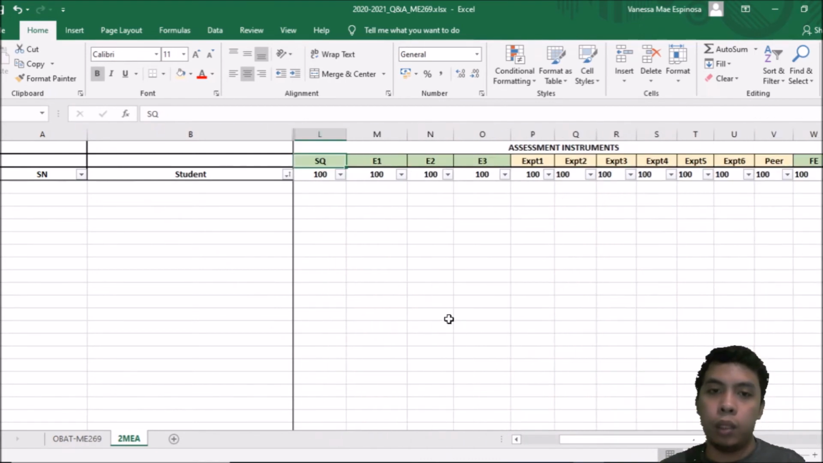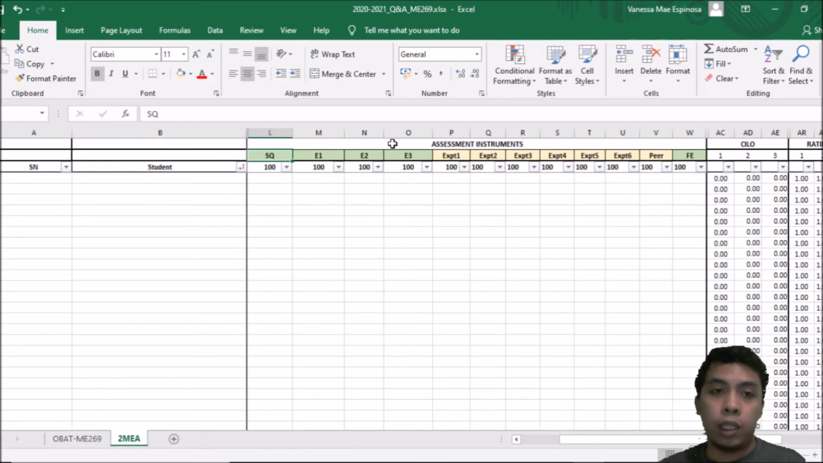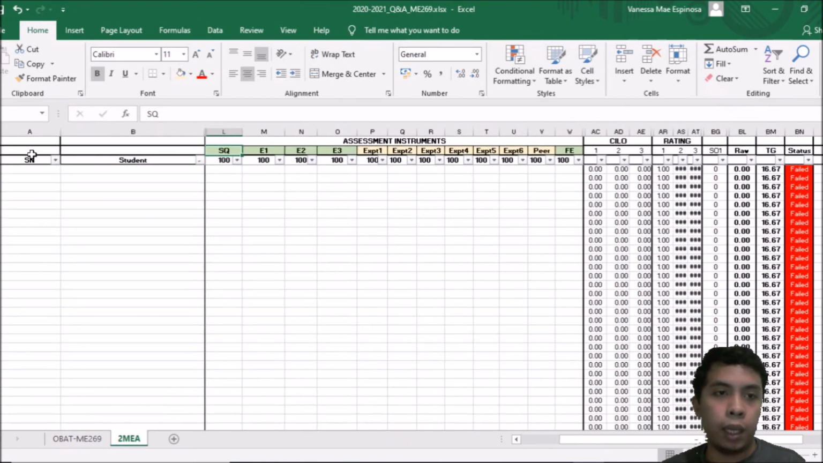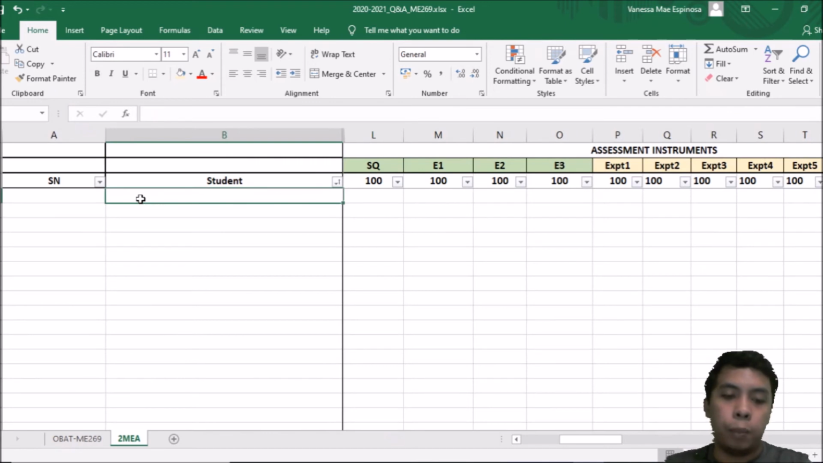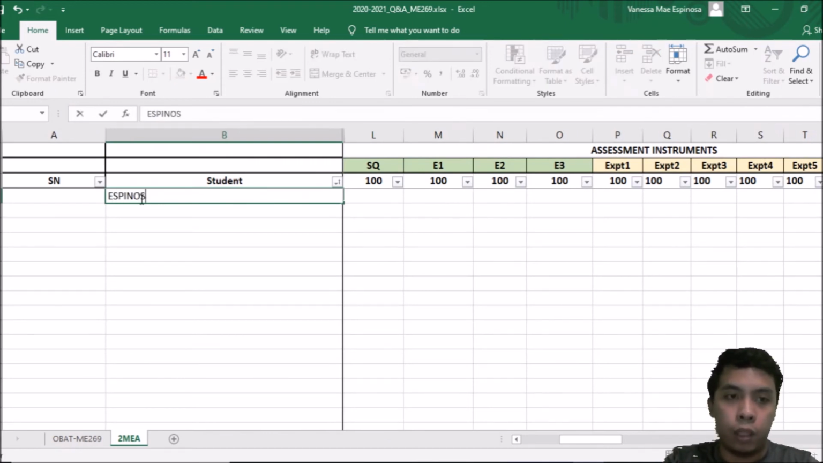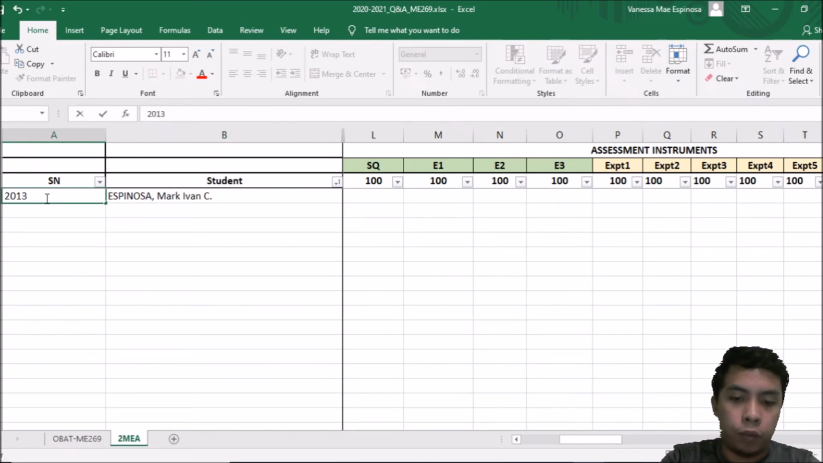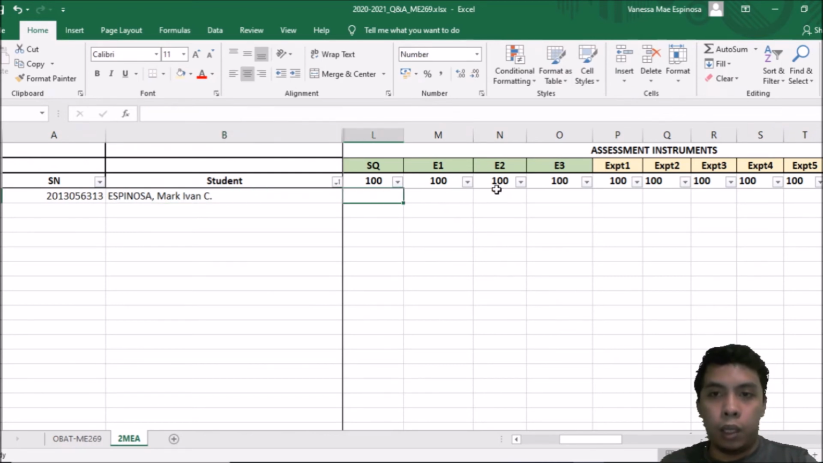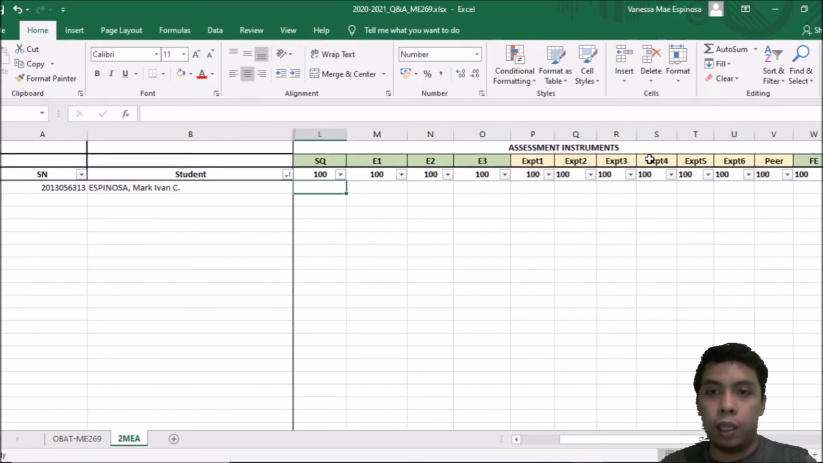So in order for us to understand more our grading system using this template, maglagay tayo ng sample student. For example, ang sample student natin is ako, Espinosa, Mark Ivan C. And then my student number 2013 056 313. Okay, maglagay tayo ng sample grades dito, no? And then ilolook natin mamaya kung ano yung equivalent niya dun sa final grade.